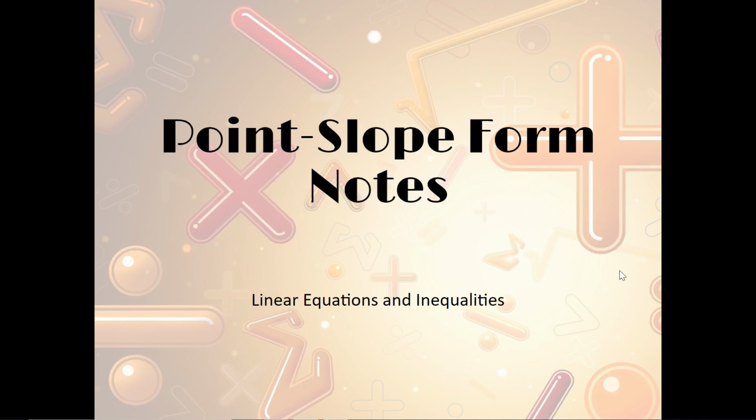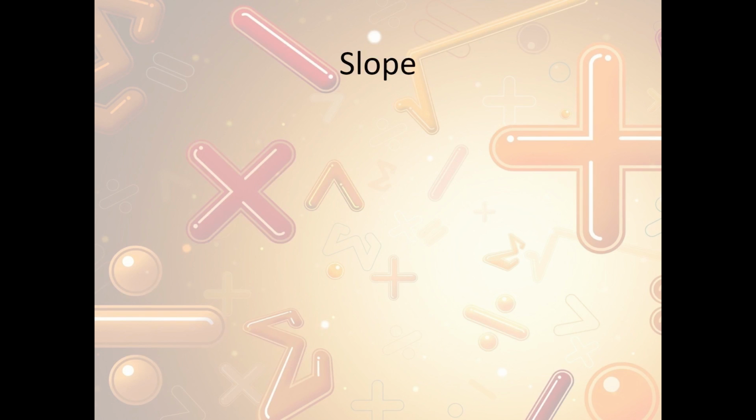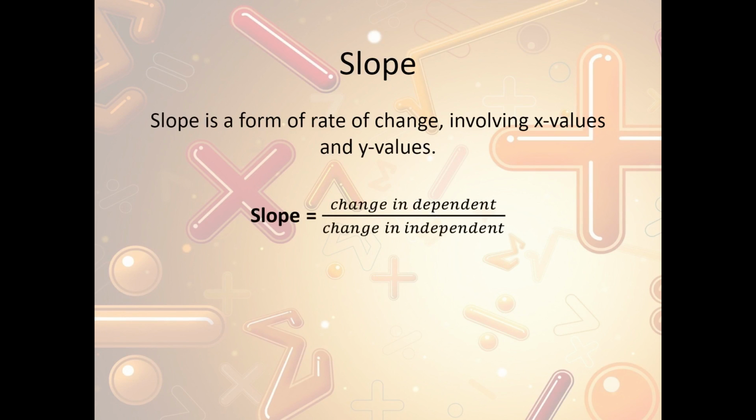Let's take a look now at the point slope form notes. We begin by taking a look at our learning goals and success criteria. Now let's talk about slope. What is slope? Slope is a rate of change involving x values and y values. Slope is known as the change in the dependent variable over the change in the independent variable. Now, what does that really mean? That really means that slope is the change in the y values over the change in the x values. So it's always y over x.